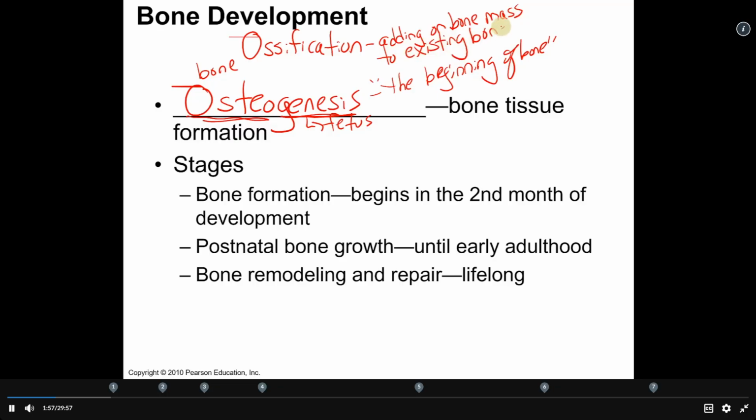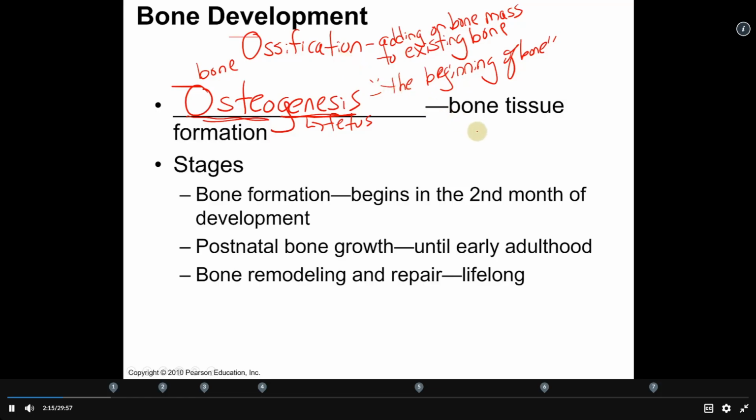Okay, so the words are a little different. They both mean bone development, but again, in osteogenesis, we're talking about development from the beginning in the fetus of bone. Ossification, we mean adding on to bone that already exists. So just a minor difference here.